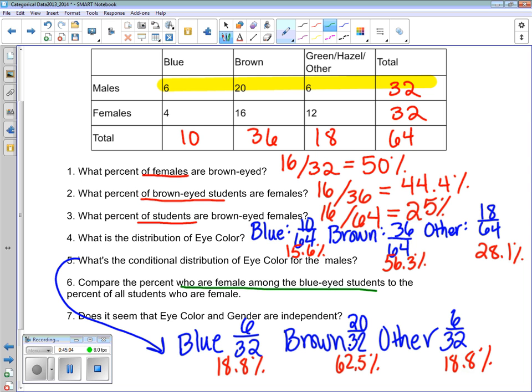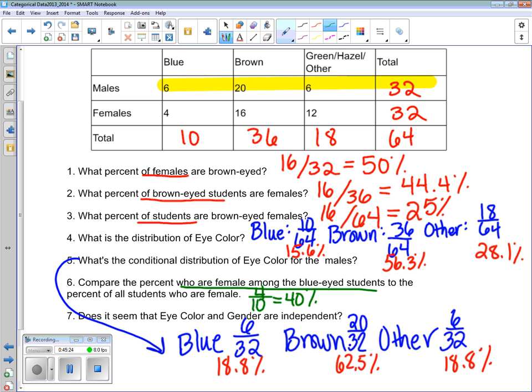What am I going to divide by? The blue-eyed students. So 10, right? So the females among the... Guys, stop yelling at me, please. Thank you. The female among the blue-eyed students is 4 out of 10, or 40%.